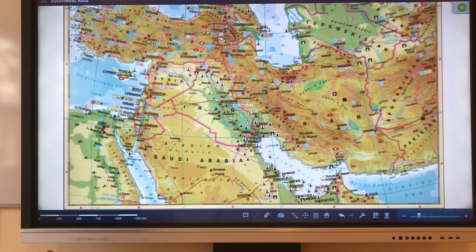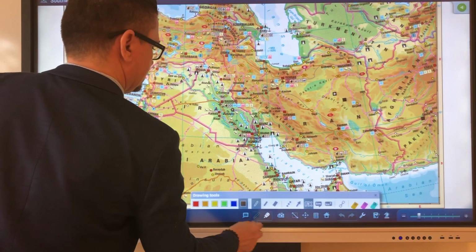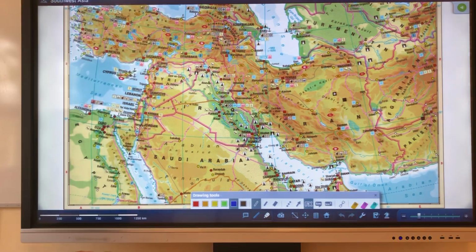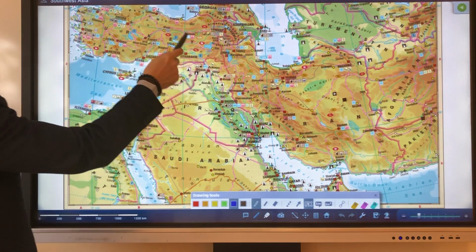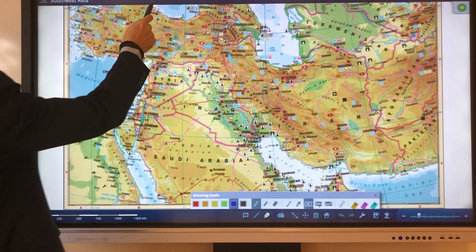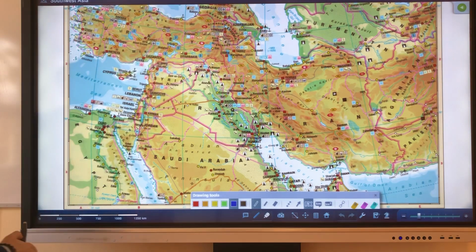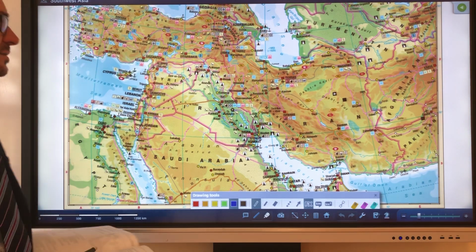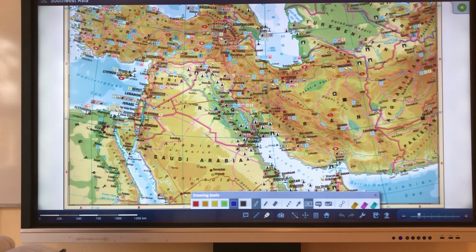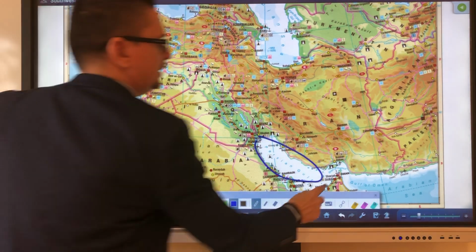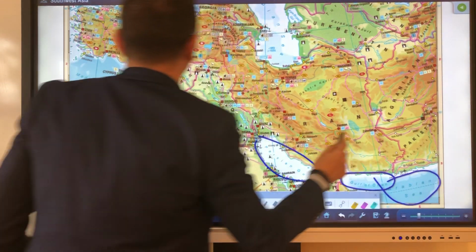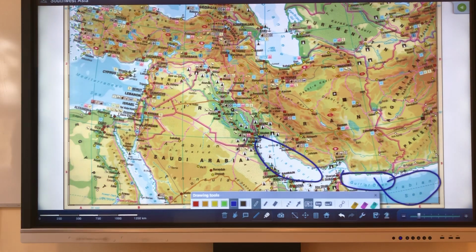Okay, then I would like to use this pen as well. Next one, the Caspian Sea in the north, and which sea is this one there? The Black Sea. So you can also symbolize these. The new ones today were Persian Gulf, Gulf of Oman, and the Arabian Sea. These were some of the newer names.